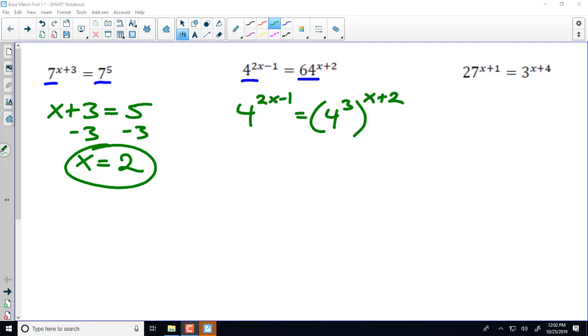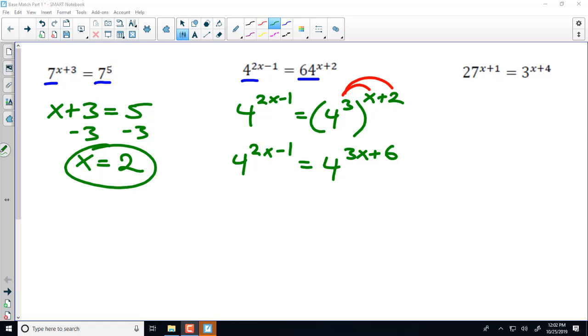The trick is here, before we observe that the bases are equal and just reduce this down to setting the two powers equal to each other, we need to clean up those parentheses that are around the 4 cubed. So what we do is we multiply the 3 times both the x and the plus 2. We do need to distribute it. So we will have 4 to the 2x minus 1 on this side still. And over here, we will get 4 to the 3x plus 6.